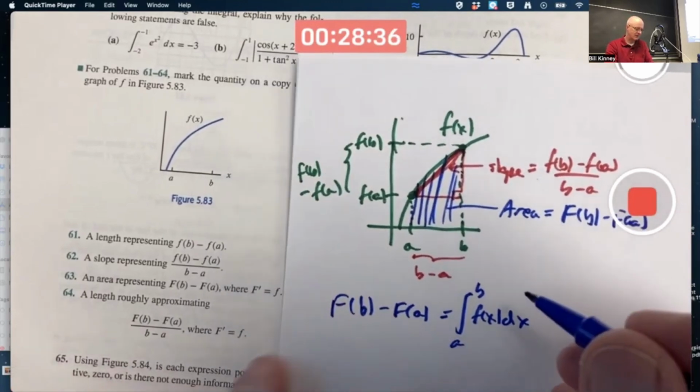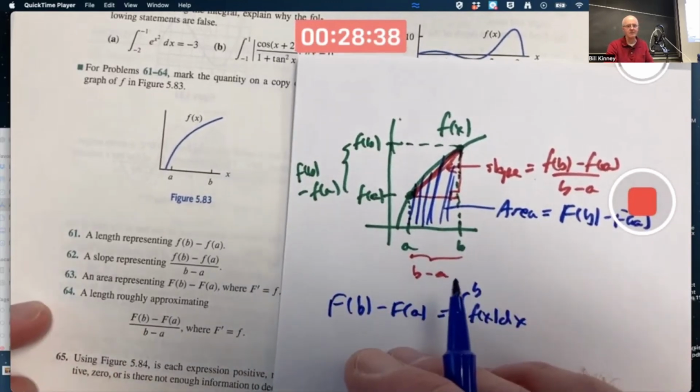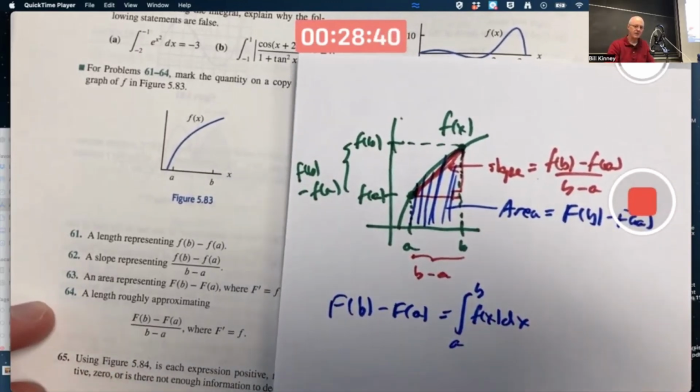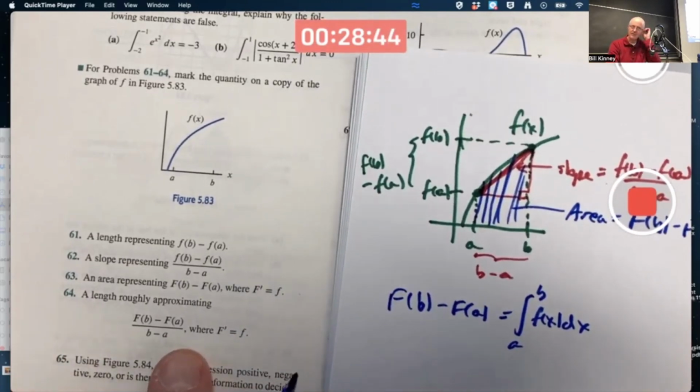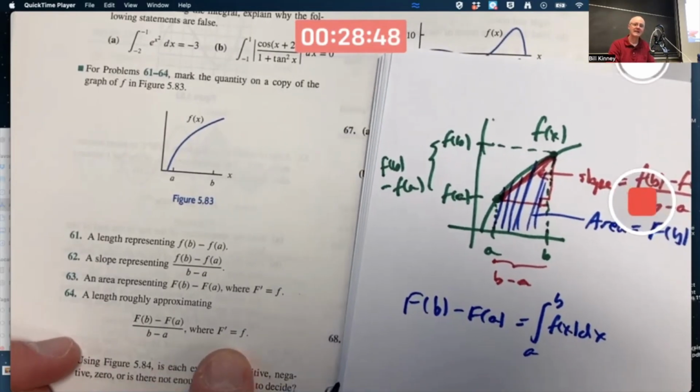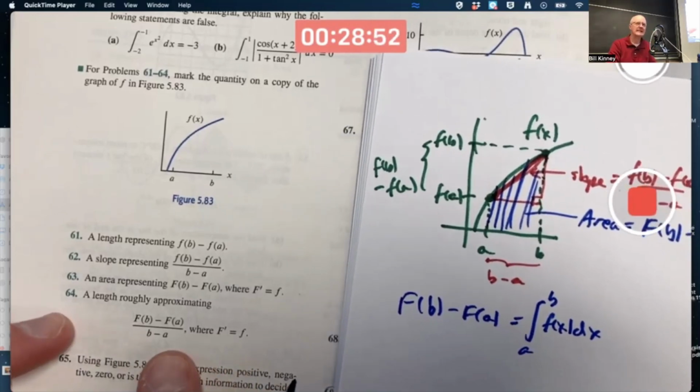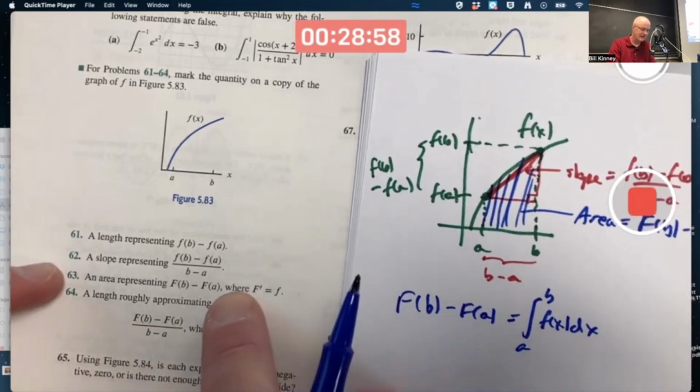But probably the hardest one is 64. A length roughly approximating capital F of B minus capital F of A divided by B minus A, where capital F is an antiderivative of little f. What length? Doesn't that look like a slope instead of a length? Well, that looks like a length instead of an area.